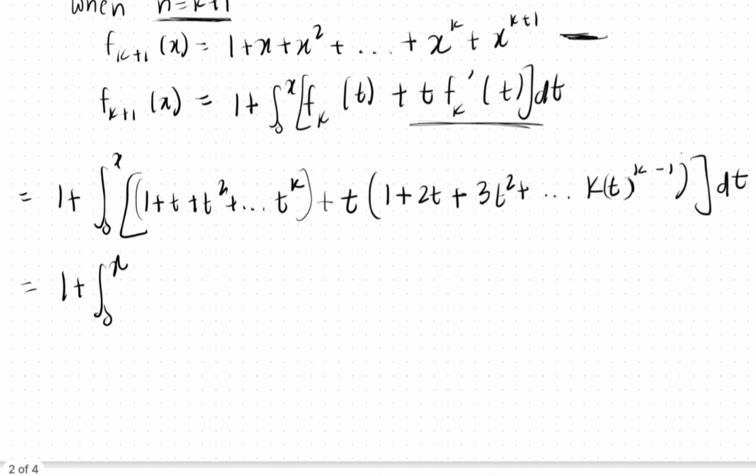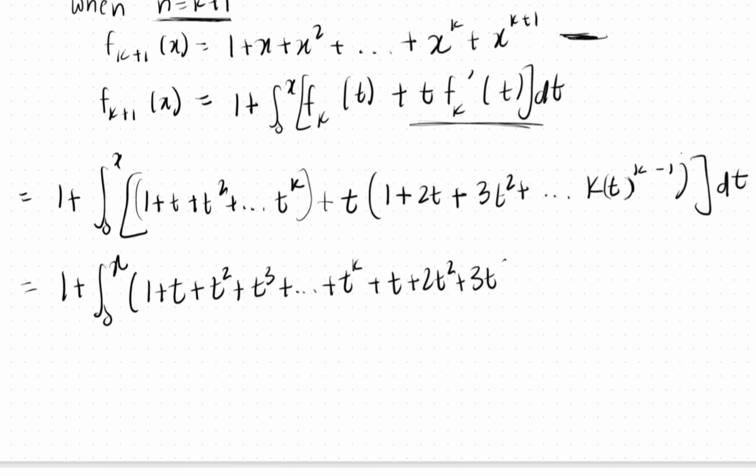Now that we have that, let's start simplifying. This is just 1 plus t squared plus, there would be a t cubed, ... plus t^k. Expanding the t, we get t plus 2t squared plus 3t cubed plus ... plus k t to the power of k dt.